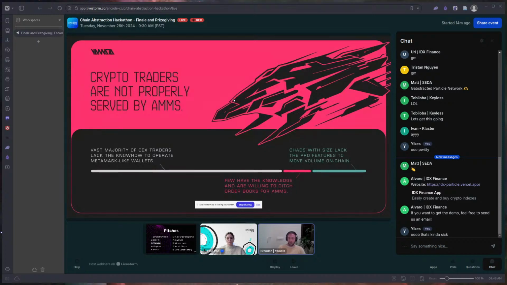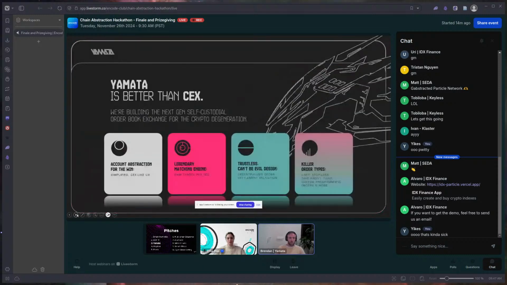On the other side of the fence, we have experienced traders. These guys, at minimum, need limit orders. A lot of the time, they want more exotic order types than that to effectively run their strategies. This is where we feel there's a massive gap in the market, and this is the one that Yamata will fill. Yamata is better than sex. Bold statement, but one we feel we can stick to.